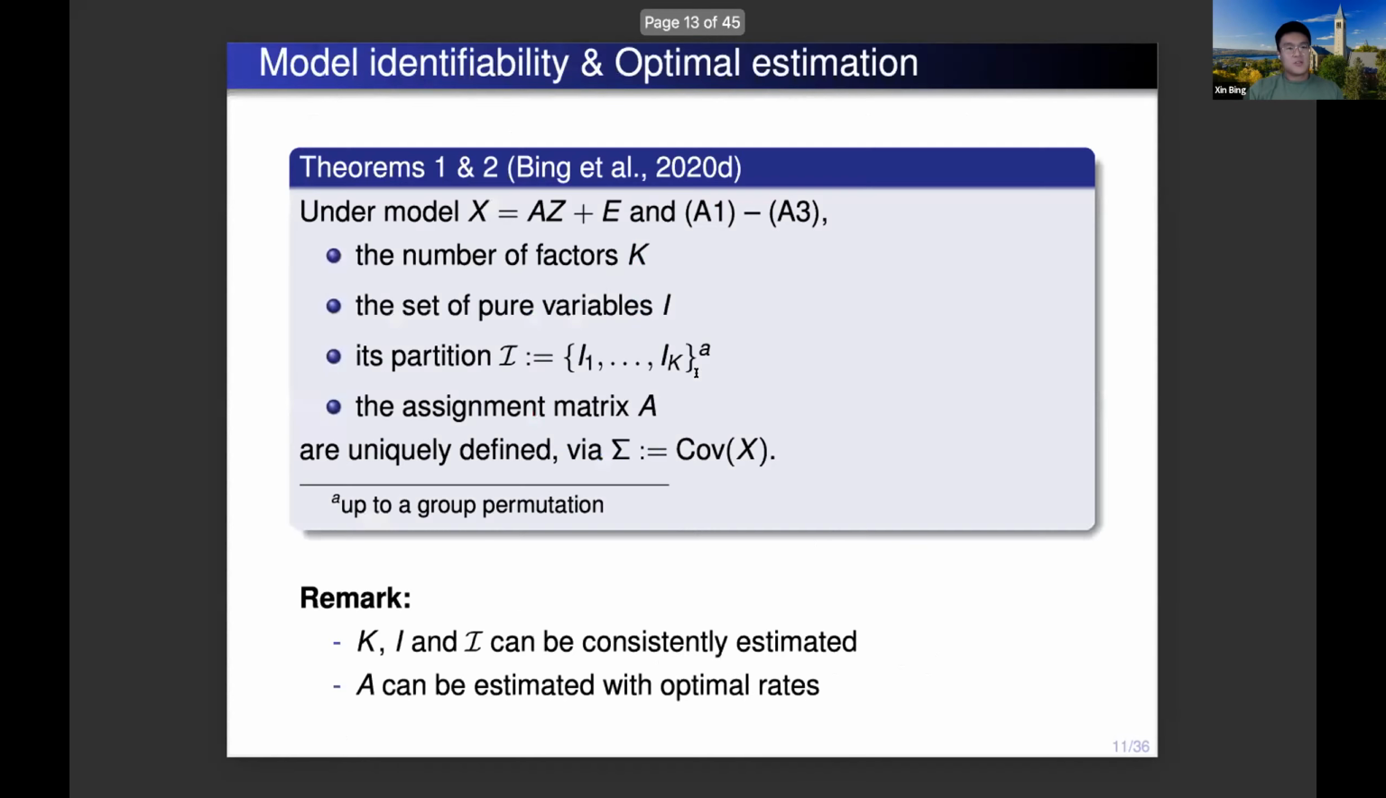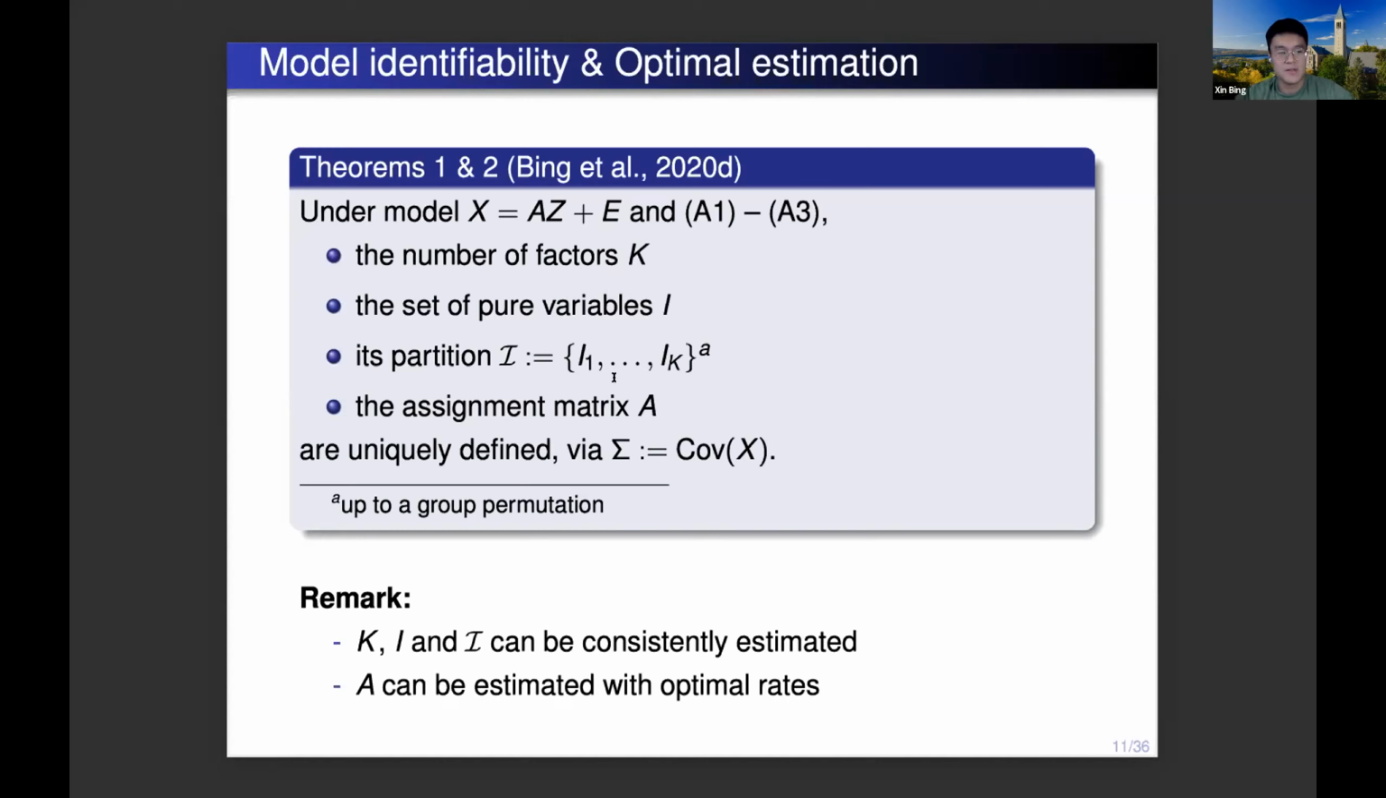Okay, so having this in mind, it has been proved in the previous work that under this latent linear model and all those identifiability conditions, the number of latent factors K and the set of pure variables I, as well as its partition, and also the assignment matrix A can all be uniquely identified from the second moment of X. Of course, one can only identify the partition up to a group permutation. This is a well-known intrinsic difficulty of this problem. And I have a couple of remarks to be made here.